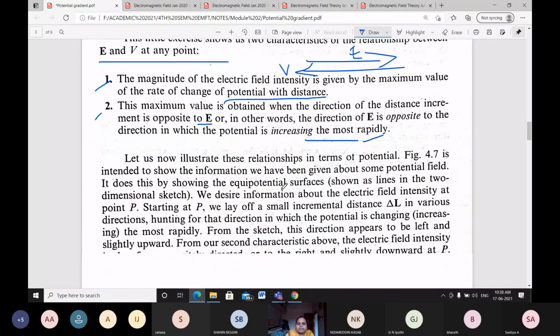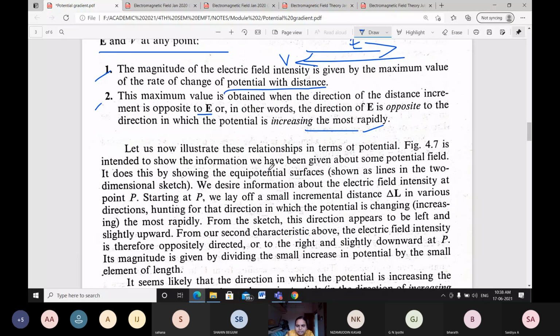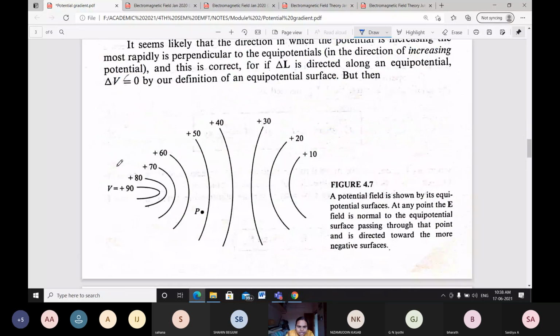Next, we are considering one more figure where the potential field is shown by its equipotential surfaces. At any point, the electric field intensity is normal to the equipotential surface passing through that point and is directed towards the more negative surfaces. Means taken more negative values only here.